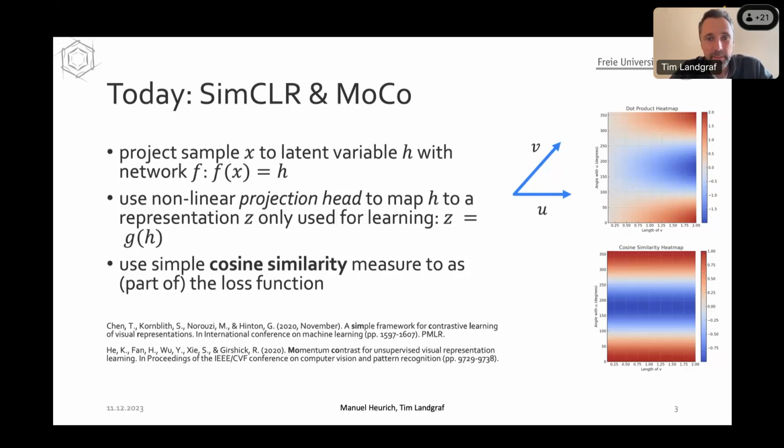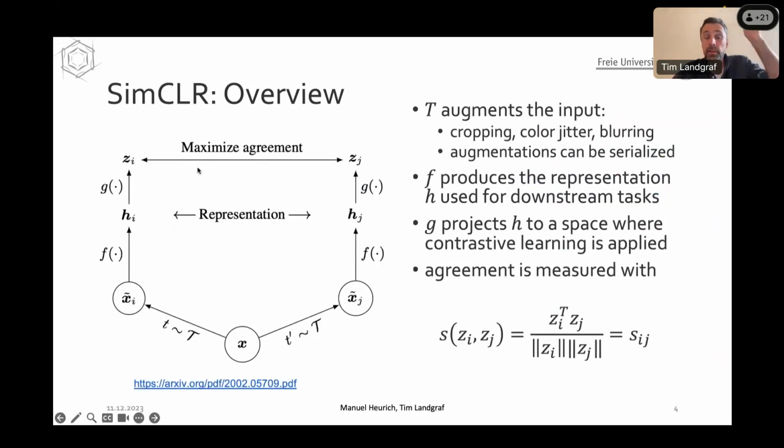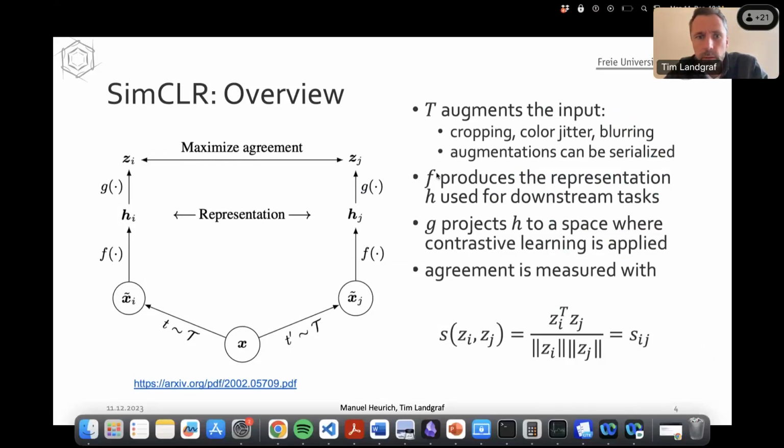Okay, good. So SimCLR, this is an overview. Let me just switch this window away. Hide window. Okay. By the way, can you see my pointer here? Yes. Okay, perfect.